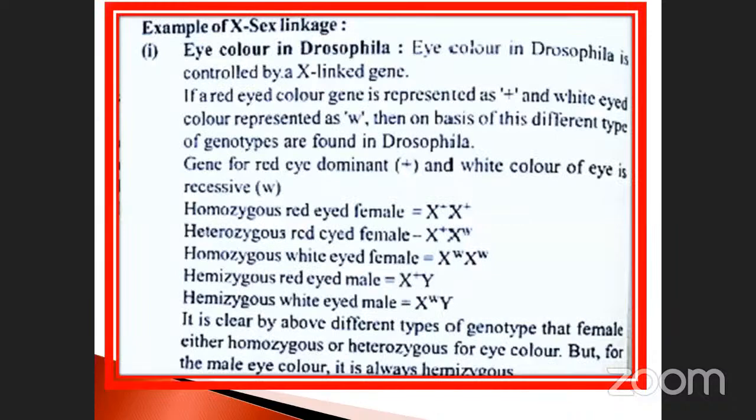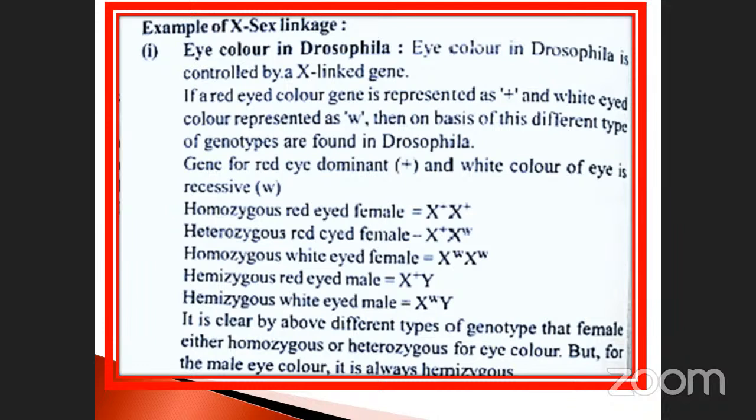And then we'll pass on to the next one, examples of X-linkage, otherwise called sex linkage. The eye color in Drosophila, already we saw it, isn't it? First one. The eye color in Drosophila is controlled by X-linked genes. That is why it is called X-linkage, sex linkage. The red eye color gene is represented as plus. Note it down. The red eye color gene is represented as plus, and the white eye color is represented as W.